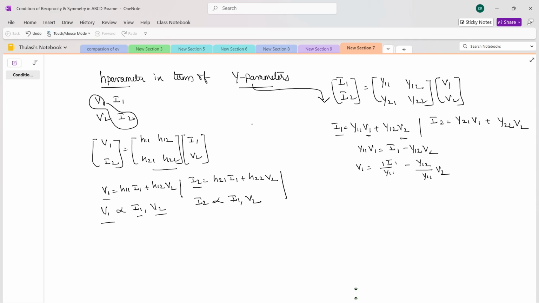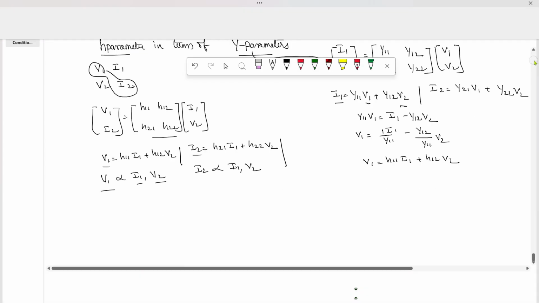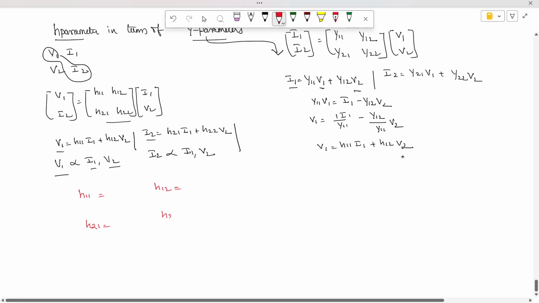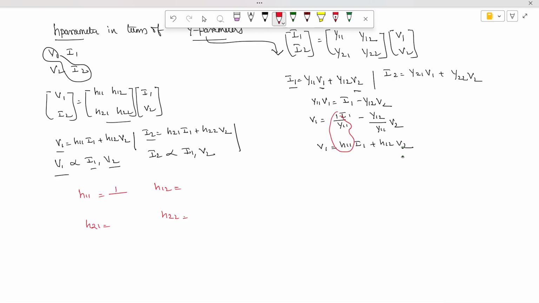Compare with the standard expression. V1 is equal to H11 I1 plus H12 V2. So when you compare this, you're going to have H parameters equal to H11, H12, H21 as well as H22. H11 is equal to 1 by Y11, H12 is equal to minus Y12 divided by Y11.